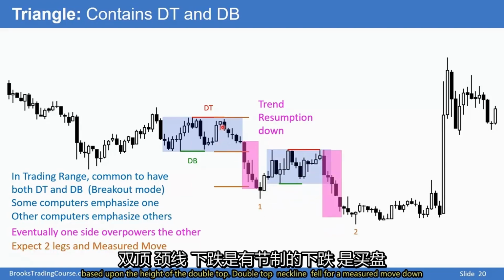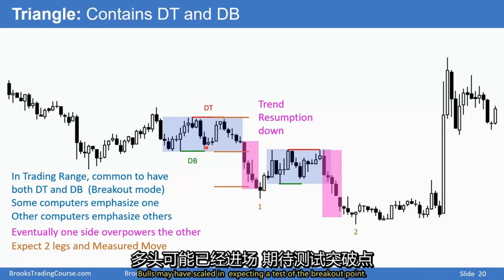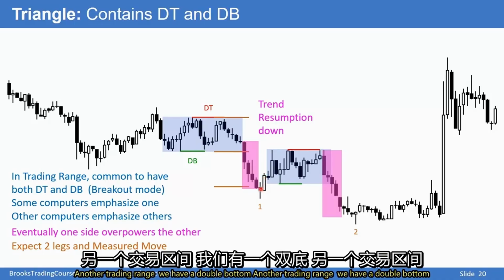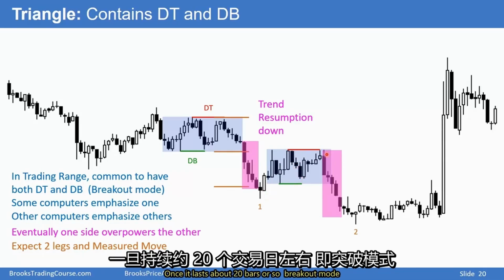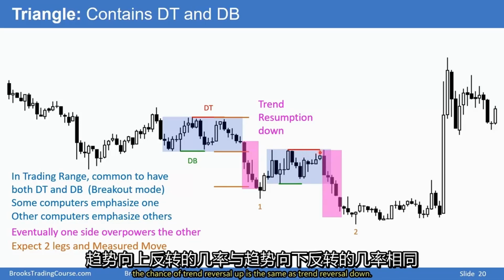Initially, you're looking for a measured move down based upon the height of the double top. It fell for a measured move down, and there was buying. Bears took partial profits. Bulls may have scaled in, expecting a test of the breakout point. Another trading range, we have a double bottom and a double top, breakout mode. Once it lasts about 20 bars or so, the chance of trend reversal up is the same as trend reversal down.